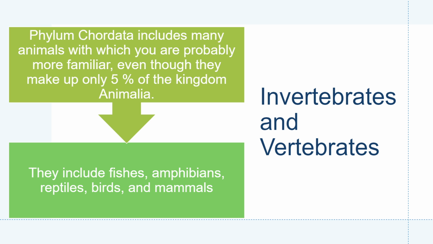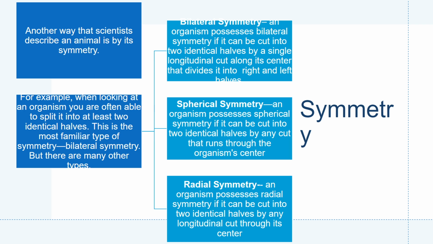If we look at phylum Chordata, that's going to include, again, the animals you're familiar with. Even though they're only about 5% of kingdom Animalia, they're things like fishes, amphibians, reptiles, birds, and mammals. And they're just the ones that we've come into contact with the most.